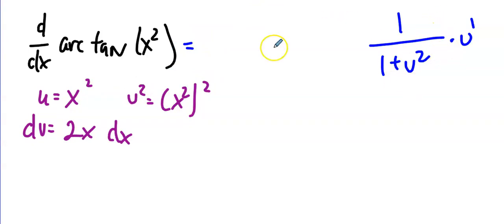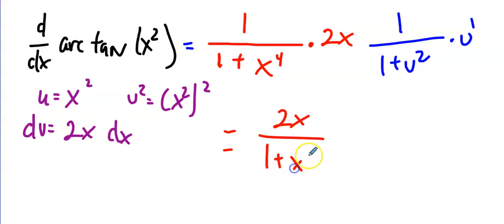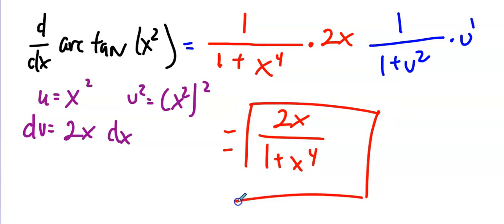Once you've done that, we have our skeleton, and now we have our u squared and du. All we have left to do is substitute in. So this derivative is going to be equal to 1 over 1 plus u squared, well, u squared is x to the 4th, times the derivative of our function, which is 2x. So our derivative is going to be equal to 2x over 1 plus x to the 4th. And that is all that you do.